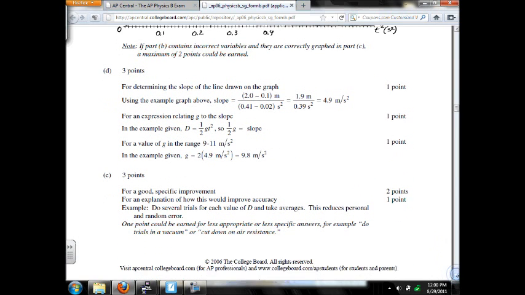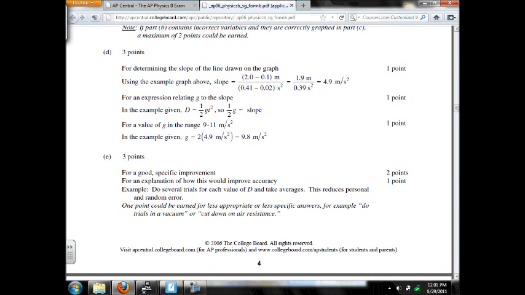And part D, these were 3 points. Determining the slope, we should get the slope to be about 4.9 meters per second squared. 1 point for writing a relationship between the slope and g. 1/2 g is then equal to the slope. You can use a, that would be fine. And then 1 point for the answer. Your answer should be somewhere between 9 and 11 meters per second squared. If I get exactly 9.8, 4.88, then times 2 to get the g value. Everybody get something in that range from 9 to 11?